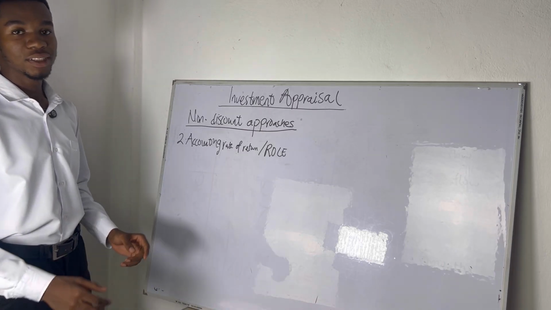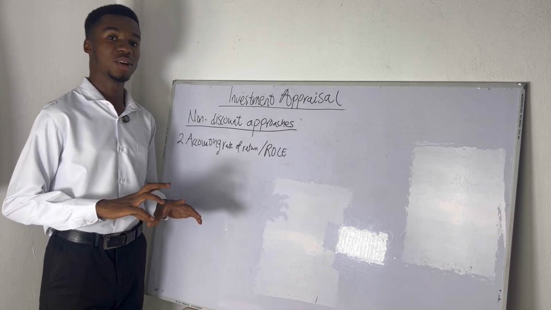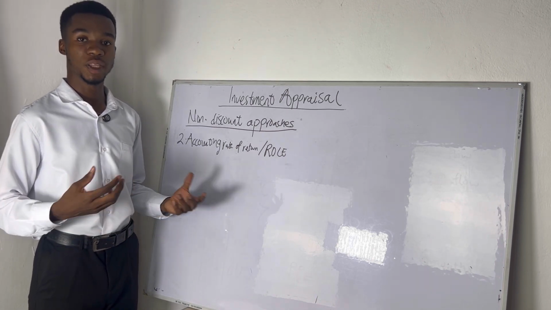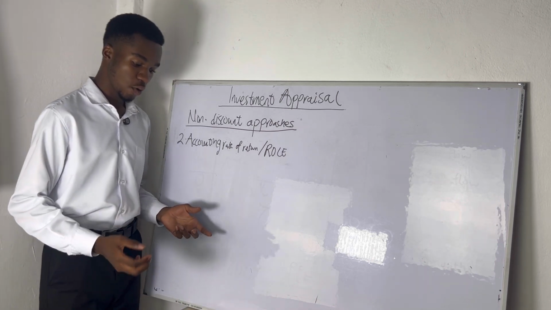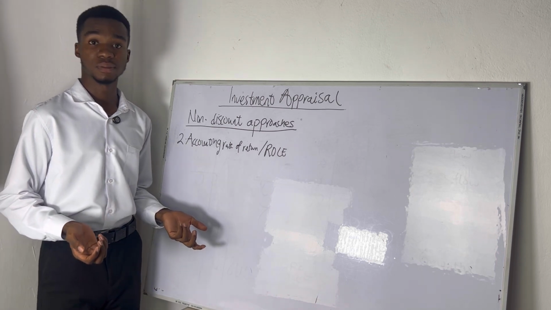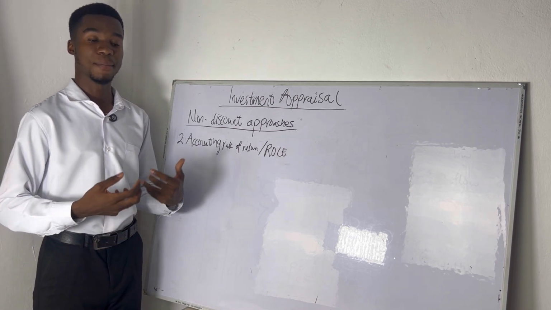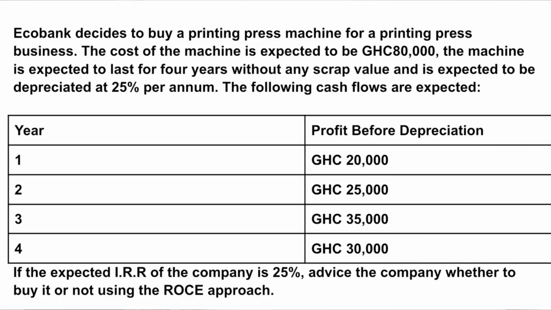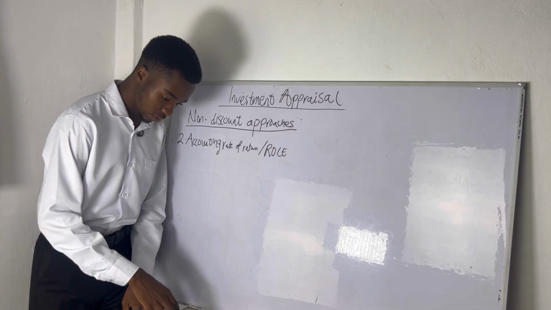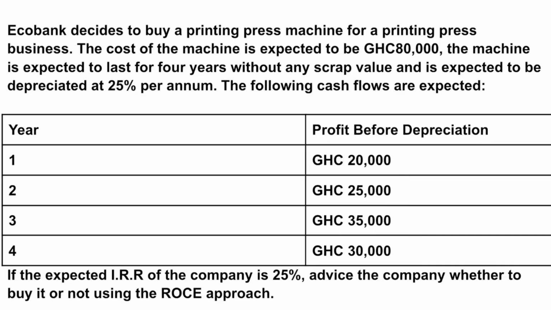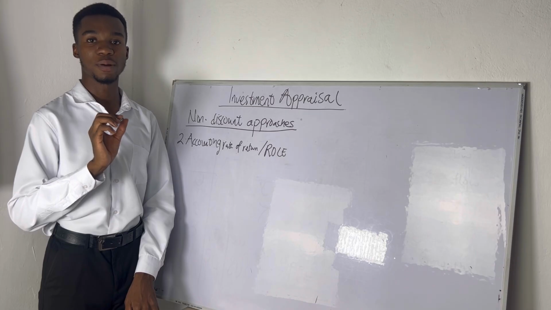So what this question is basically saying is it's not anything difficult. It's just saying a company, which here they used EcoBank, wants to buy a machine for a printing press business. That's all. The company wants to buy a machine, and it says the cost of the machine is expected to be 80,000 cedis. And it's also saying the machine is expected to last for 4 years without any scrap value.